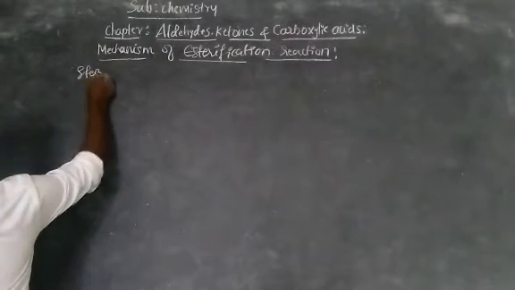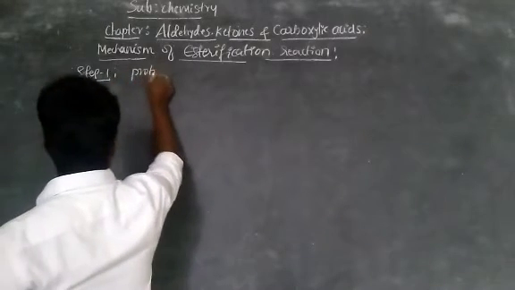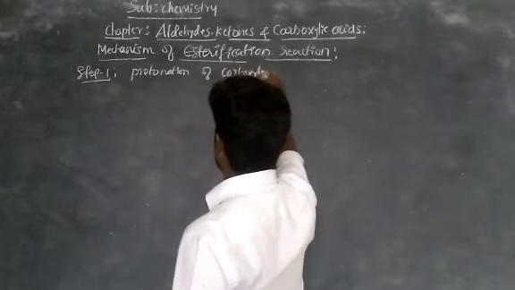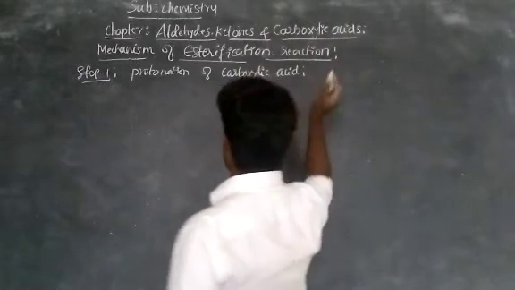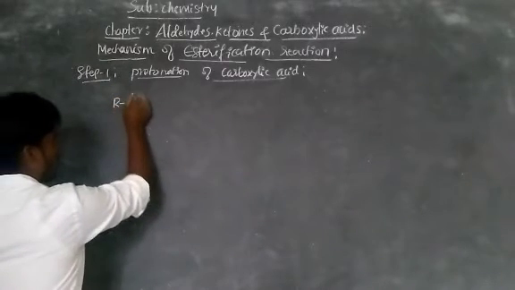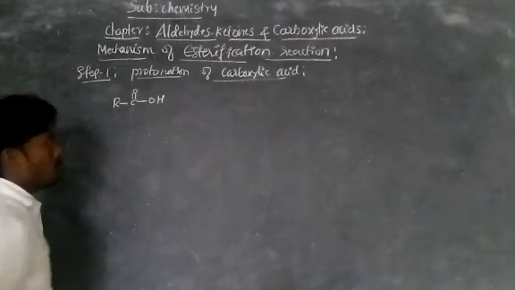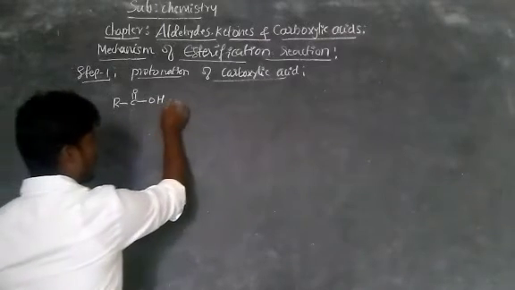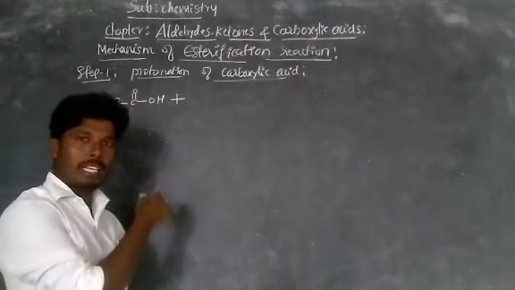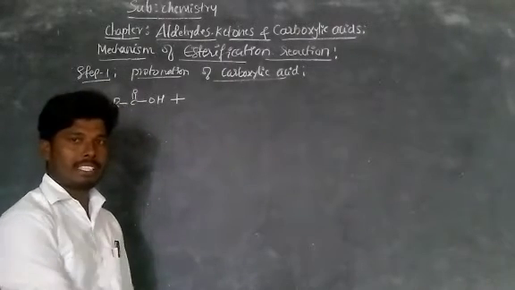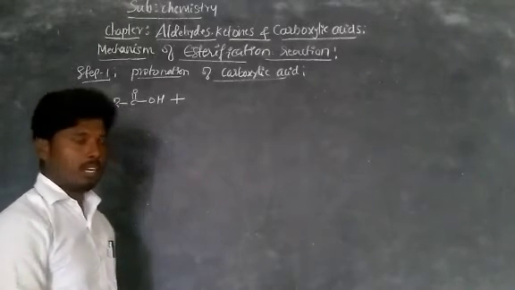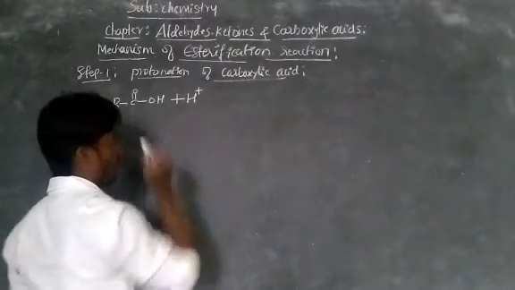Step 1, protonation of carboxylic acid. Observe, in the protonation of carboxylic acid, the carboxylic acid group is C double bond O, bond H. So this is the carboxylic acid, right? This carboxylic acid is treated with acid, sulfuric acid. In the chemical reaction, we are treating carboxylic acid with alcohol in the presence of concentrated sulfuric acid. Concentrated sulfuric acid is an acidic compound that contains a donatable proton. So it donates a proton, that is protonation.